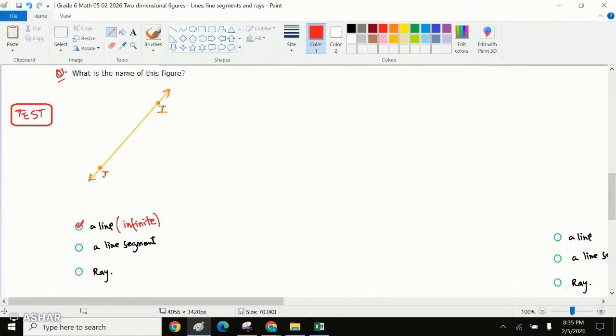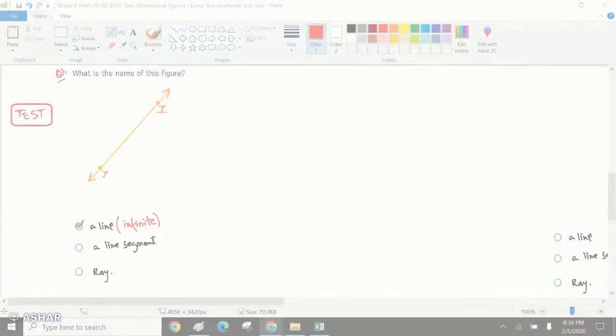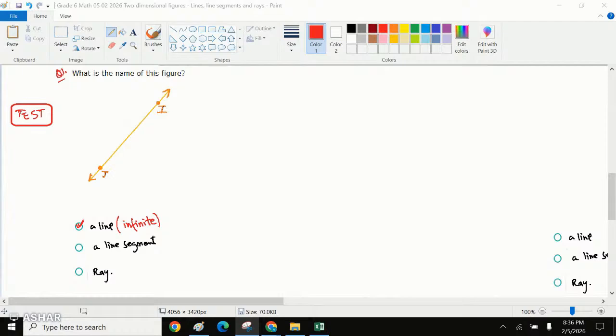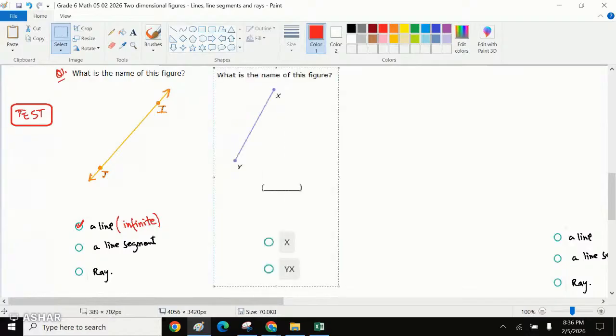So let's do the next question. What they're asking us is, what is the name of this figure? For question number 2, I'll reuse question number 2. They're asking us, what is the name of this figure? When they're asking us the name, let's look at the name for question number 2. XY or YX? What should be the name?